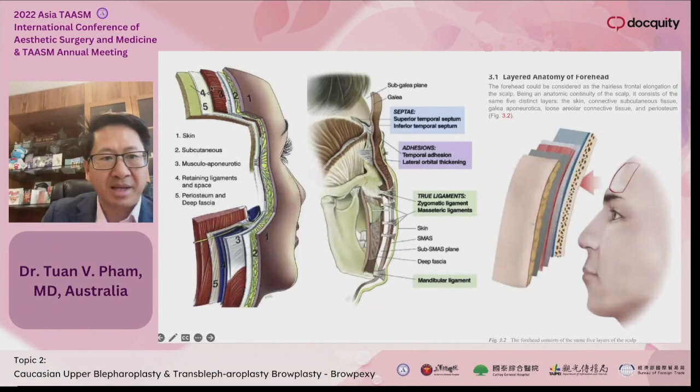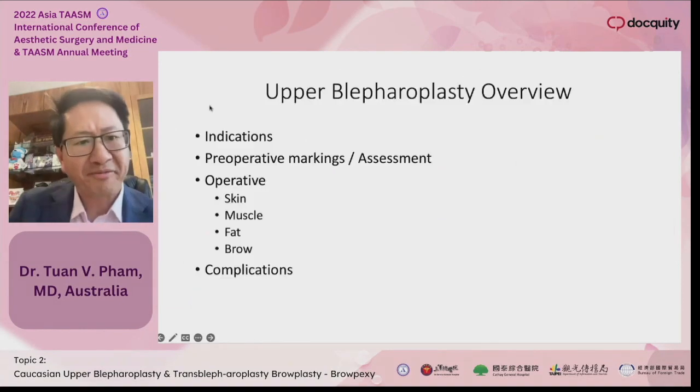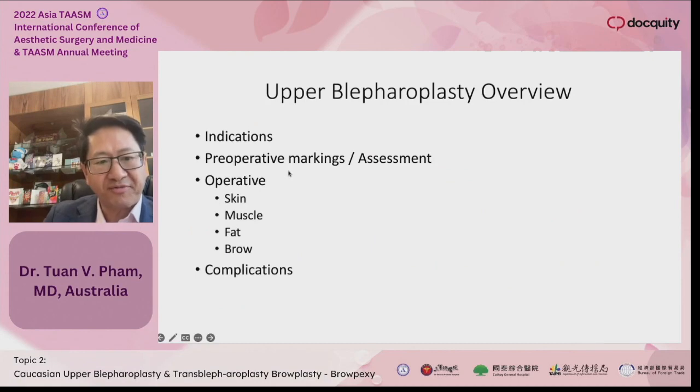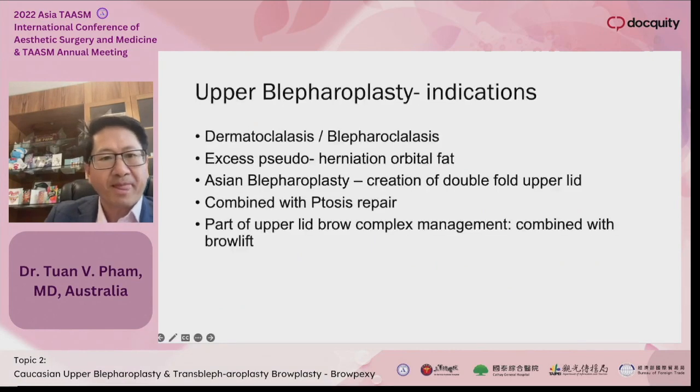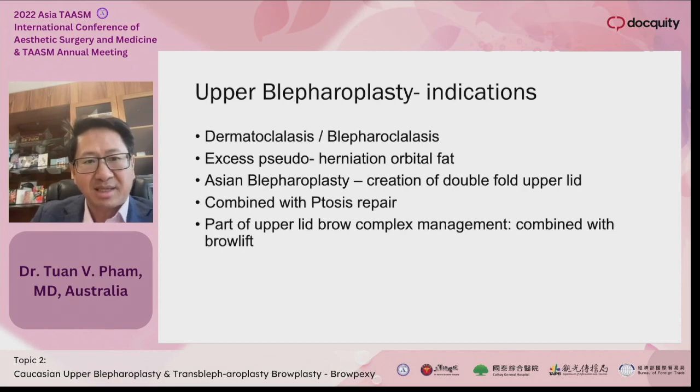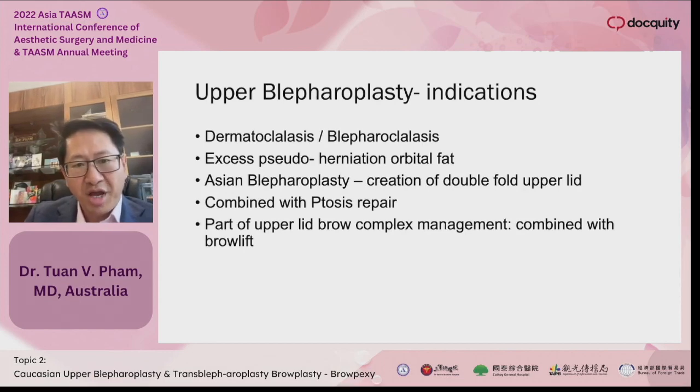muscle, above the periosteum. So assessment for upper blepharoplasty is indication, some marking, and how I do it is skin, muscle, and fat, and brow. So indication for upper blepharoplasty is really excess skin with a pseudoherniation of fat.